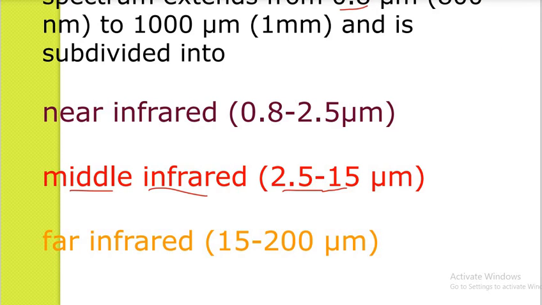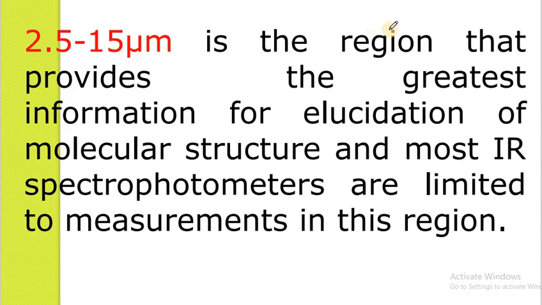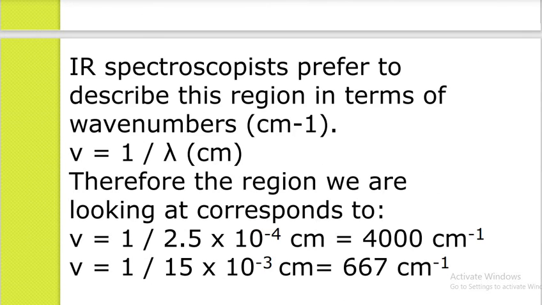So this middle region provides the greatest information for the elucidation of molecular structure, and most IR spectrophotometers are limited to measurement in this region only. And so we are concerned with the middle region only. Now it is preferred to describe this region in terms of wave numbers.